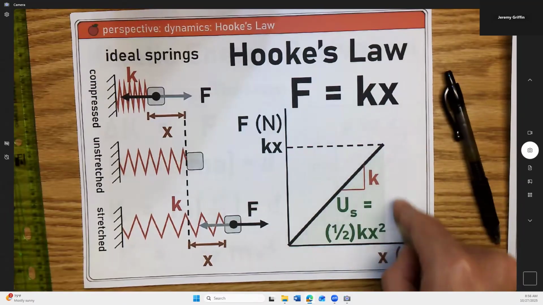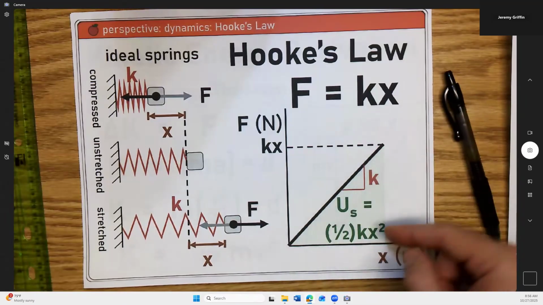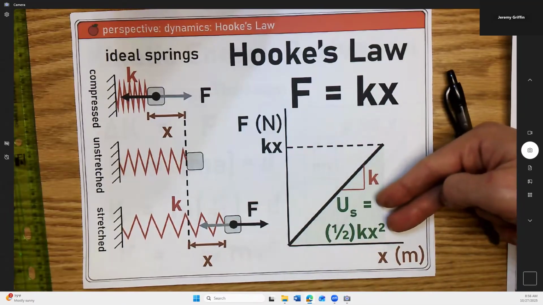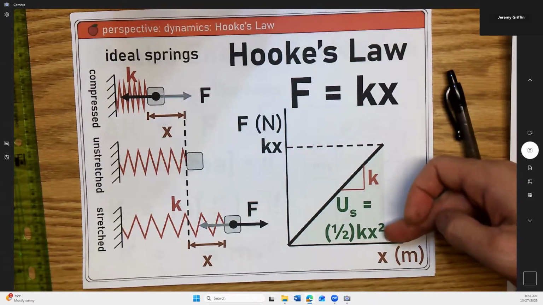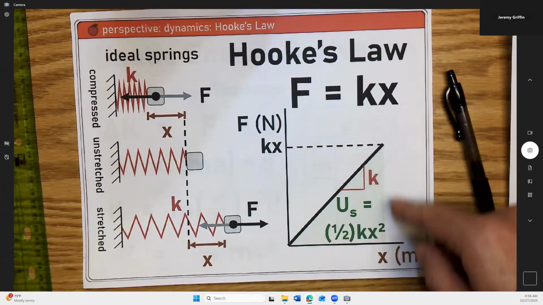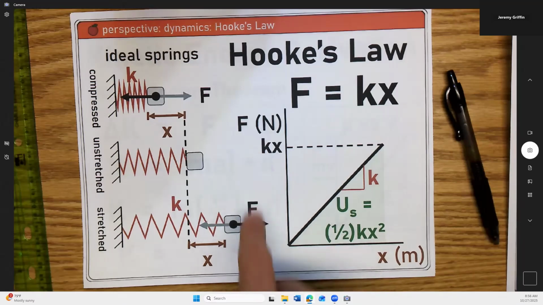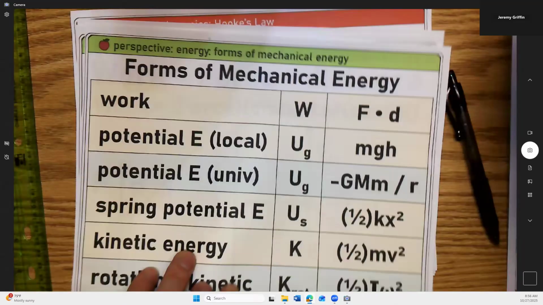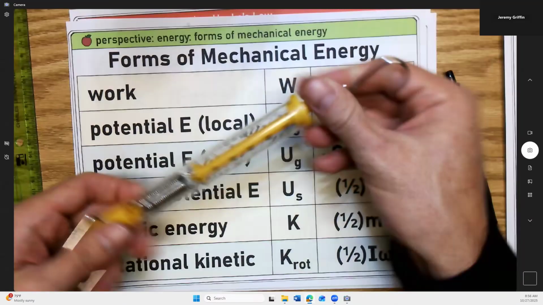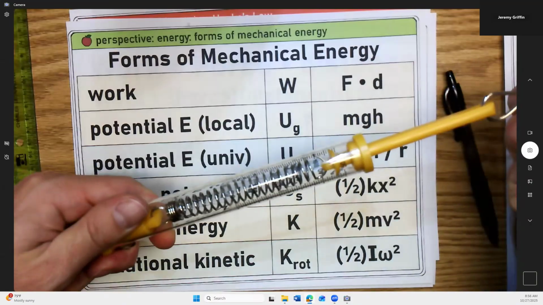Look, guys, look at this green triangle right here. Do you guys ever notice that? I label it U. Now it's for energy. It's spring potential energy. It's 1/2 kx squared. So the height of this curve goes to kx, and the base of this triangle is x. So this turns out to be 1/2 kx squared. That's the amount of energy stored in the spring. That's the amount of work that it takes to stretch this in the first place.